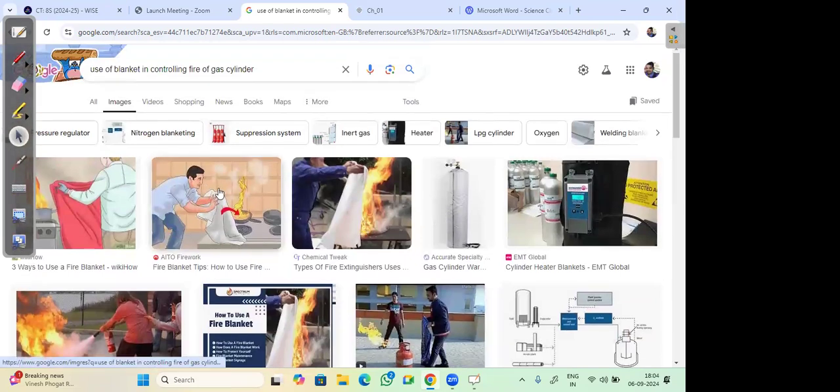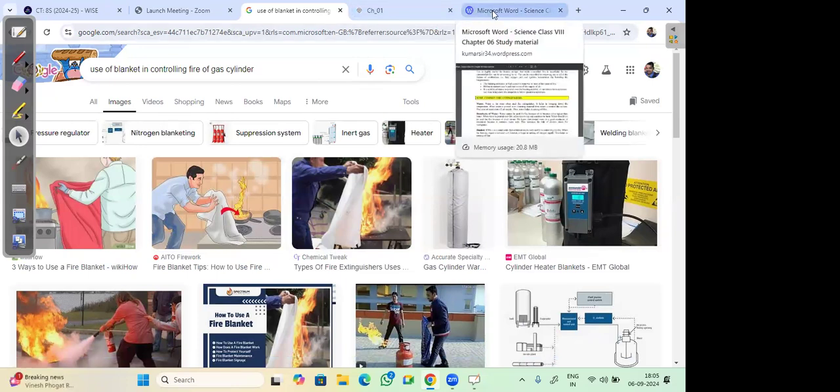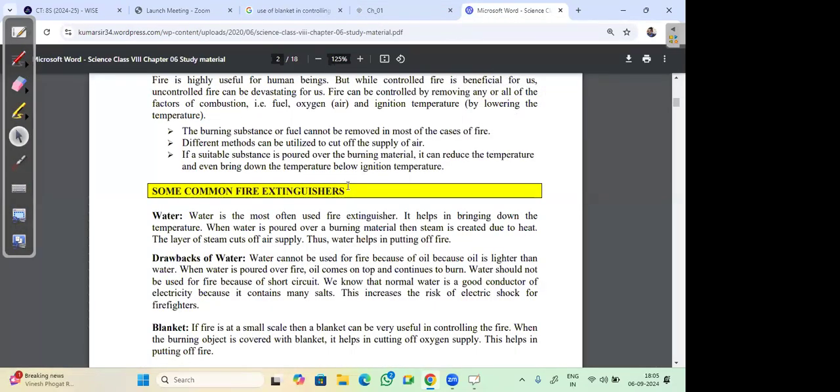Here also, in a pan or wherever a fire has caught, you can use a blanket. The problem with the blanket is that you can use it when a fire is on a small scale. But if it is on a large scale, it is not possible to cover it with a blanket. So you can't use a blanket everywhere.